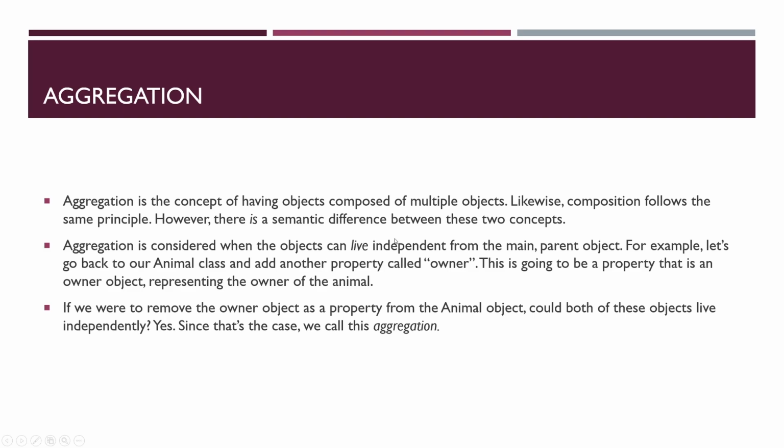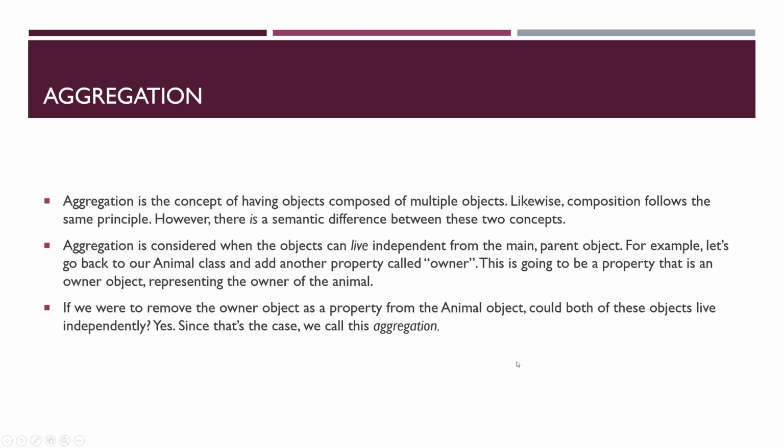So like I said, there are 2 types of association: aggregation and composition. We're going to talk about aggregation first. Aggregation is where you have 2 objects that can live independently from each other. In other words, the main parent object that has another object, those 2 objects, if they were separated, can still exist whether or not they are together.